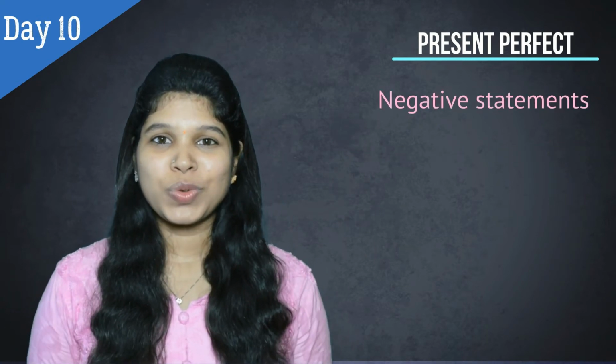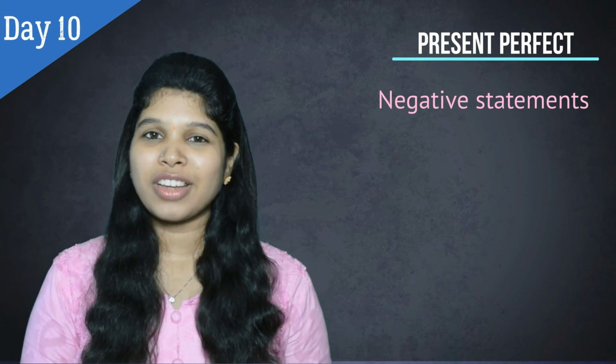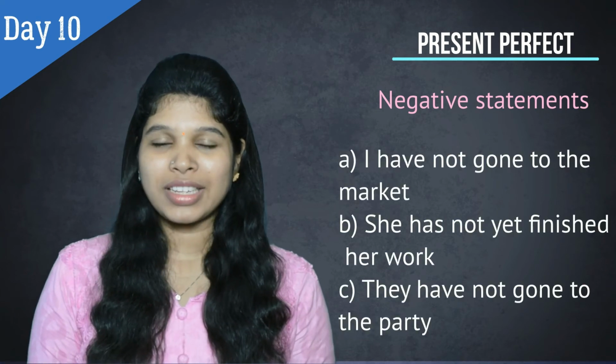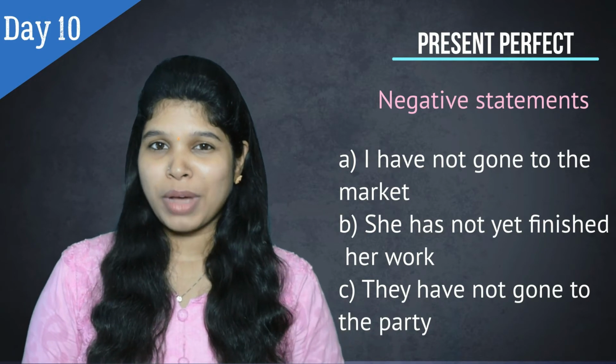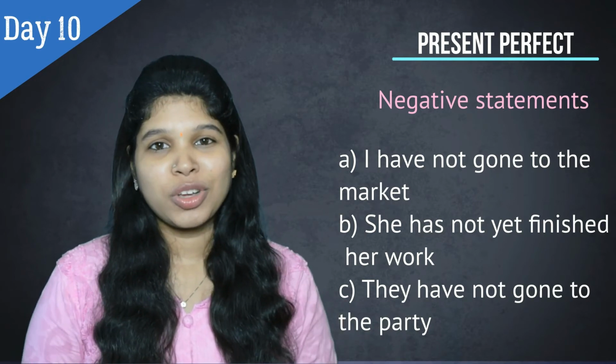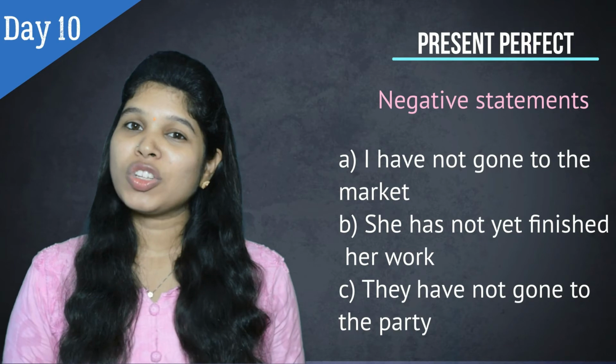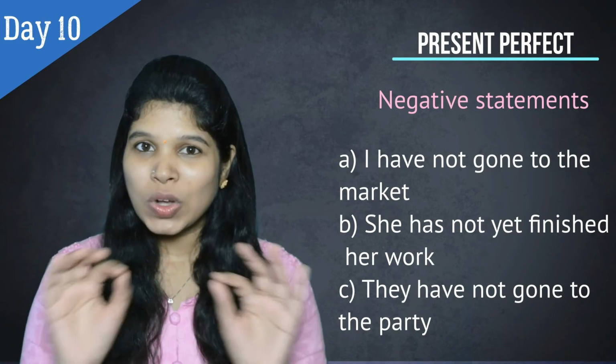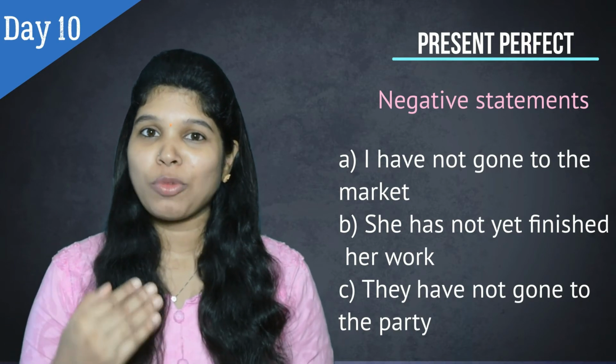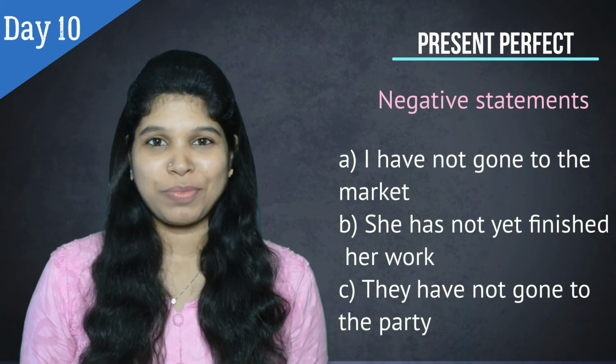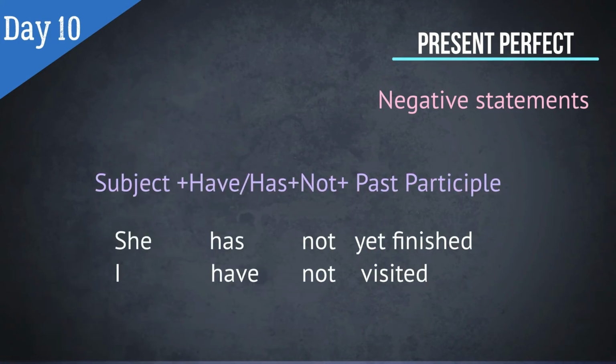Now, if you have to make a negative statement, all you have to do is simply add not right after has or have. That is, I have not gone to the market. She has not finished her homework. They have not gone to the party. As you can see, all these statements have relevance at the time of speaking. So they are in present perfect. So the rule of present perfect for a negative statement is subject plus has or have plus not plus past participle of the verb.